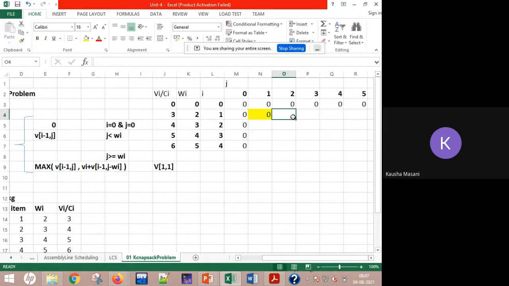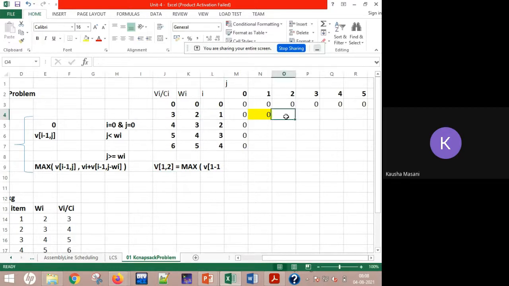Now you go here. The j value is 2 and the weight Wi is 2. So it falls in the category of j greater than or equal to Wi. What is the formula that I need to apply for 1 comma 2? It will be equal to the max value out of two. Which are those? V of i minus 1, where my i is 1, so 1 minus 1.